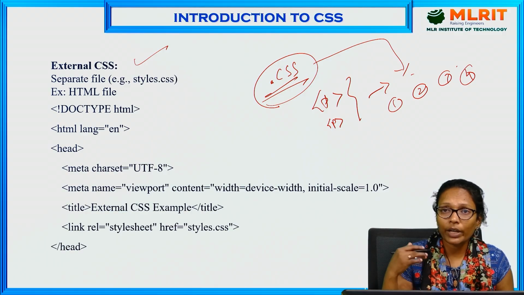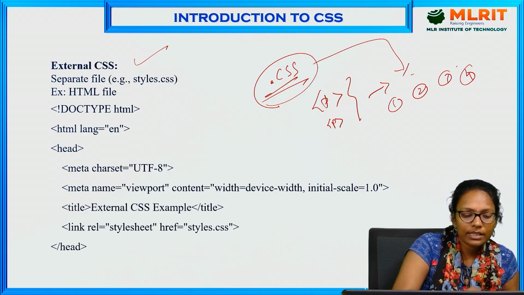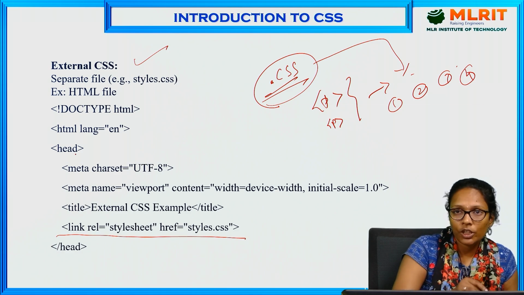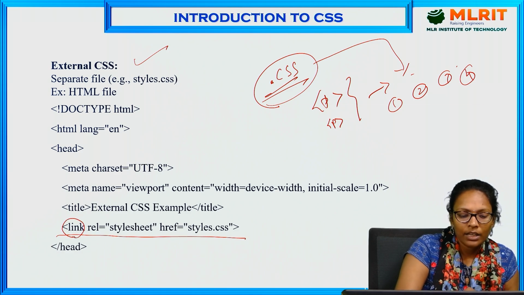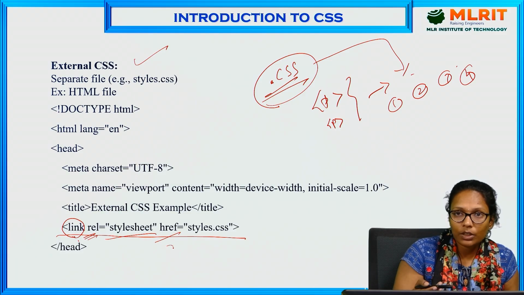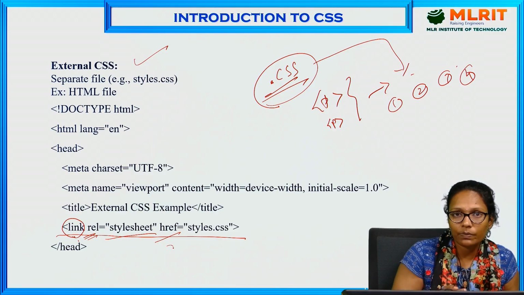Now how can I include this .css file in my program? This is the syntax. In the header section itself, you need to use the link tag. The name of the tag is the link tag. The rel, the relation, is stylesheet. And href: what is the location where exactly this .css file is available? So styles.css. The name of the file is styles.css.